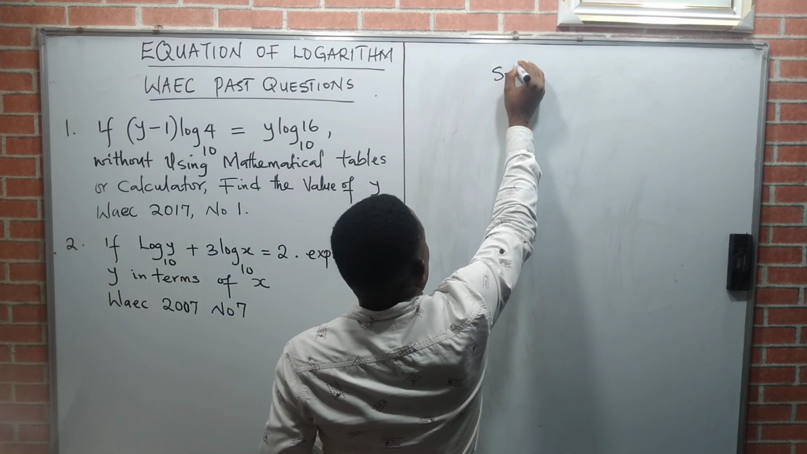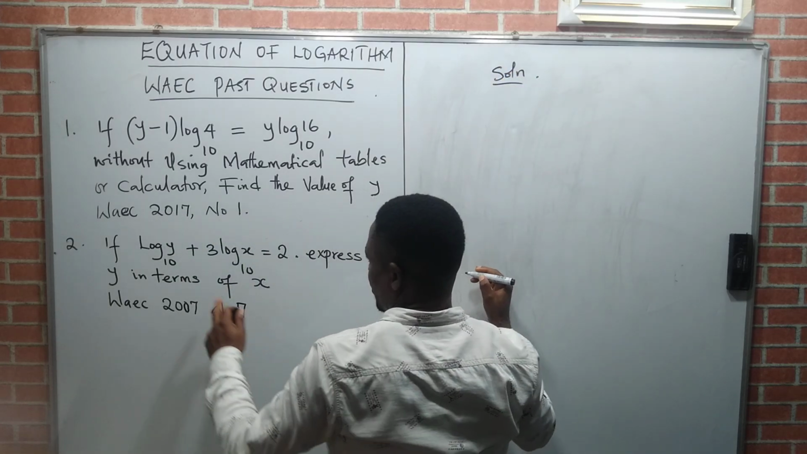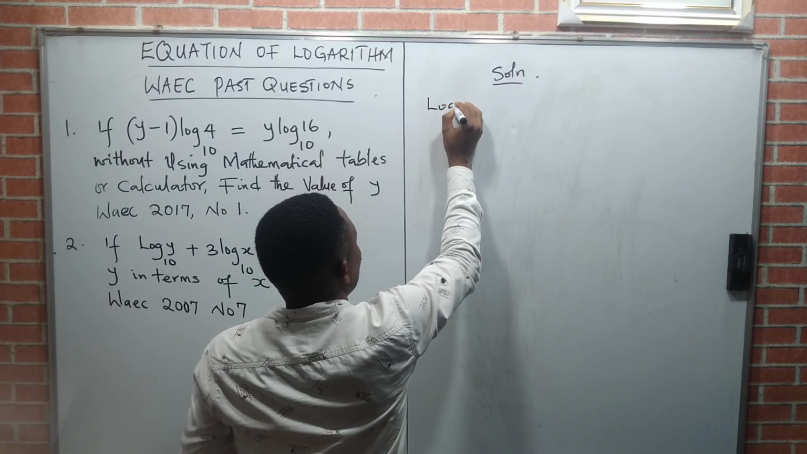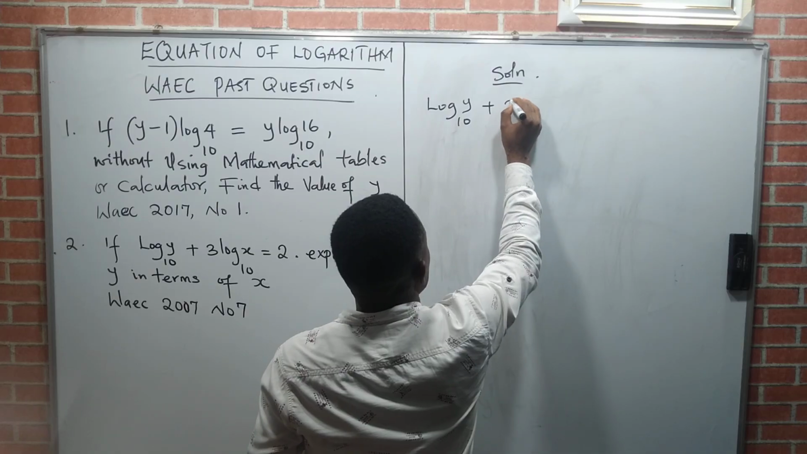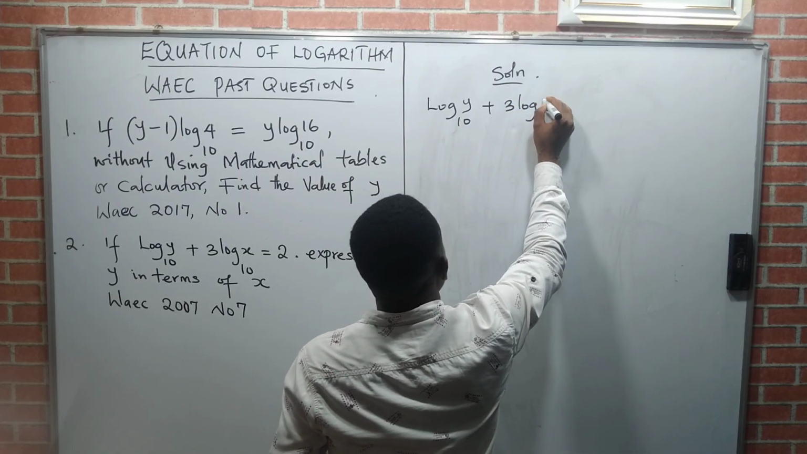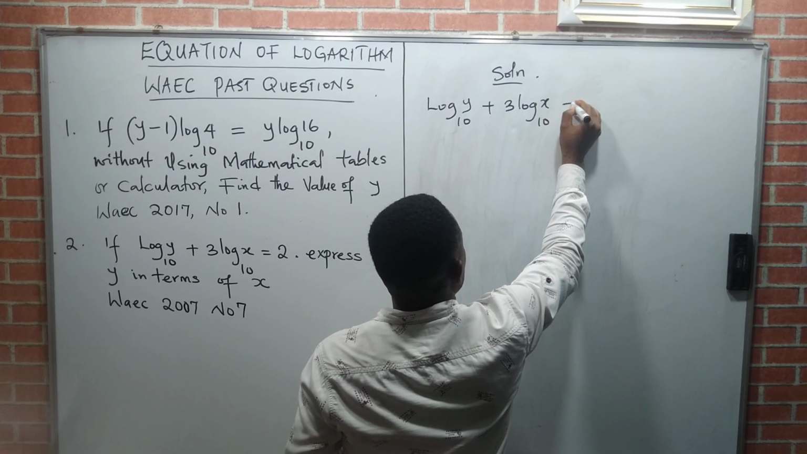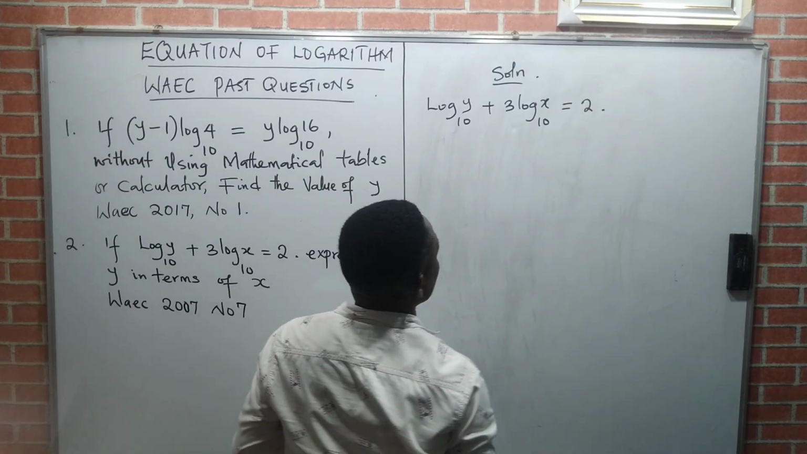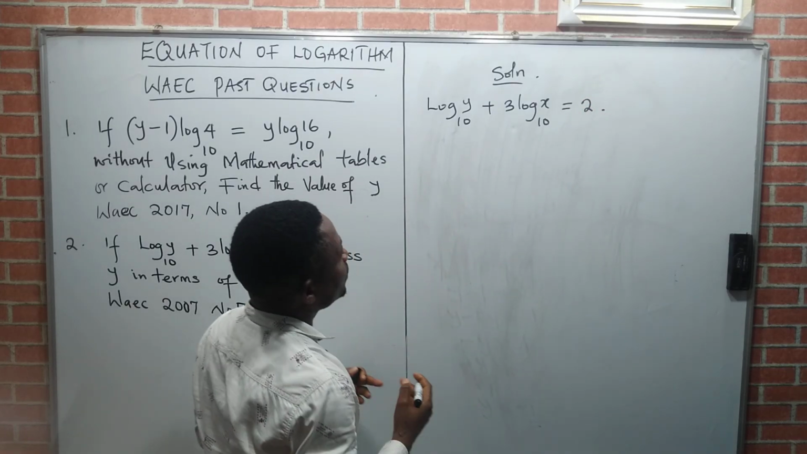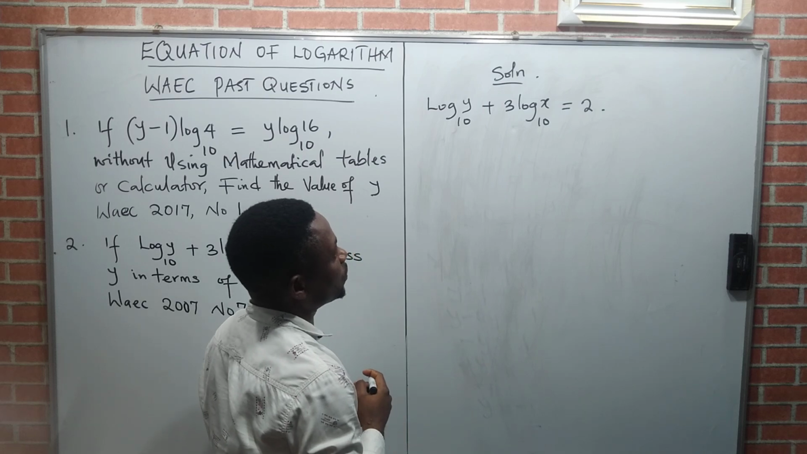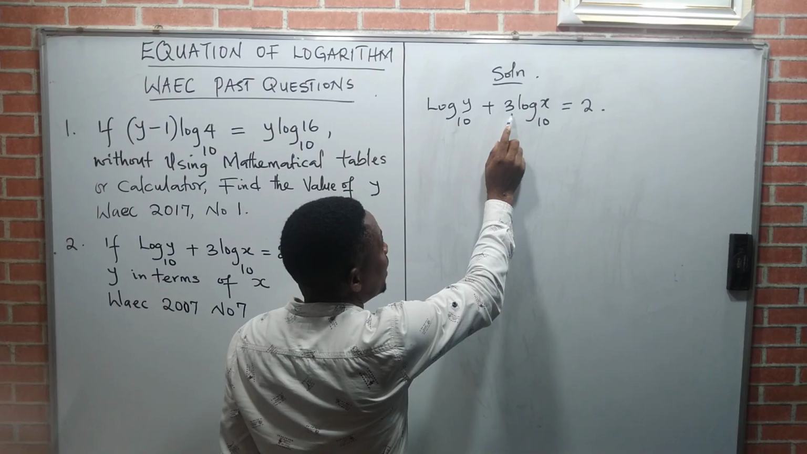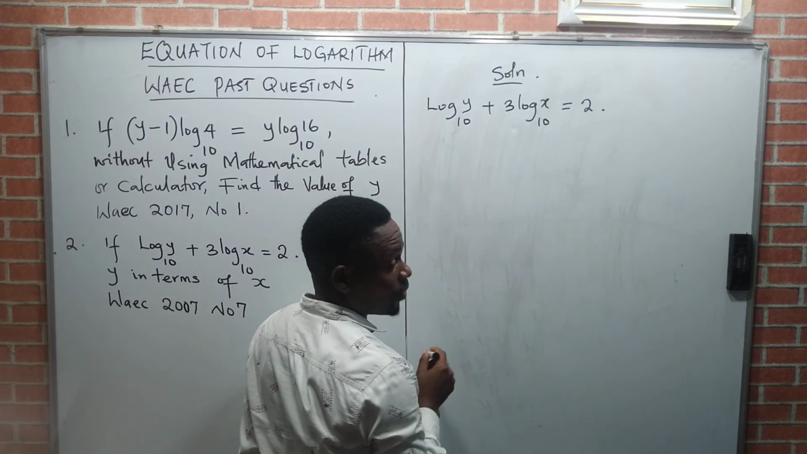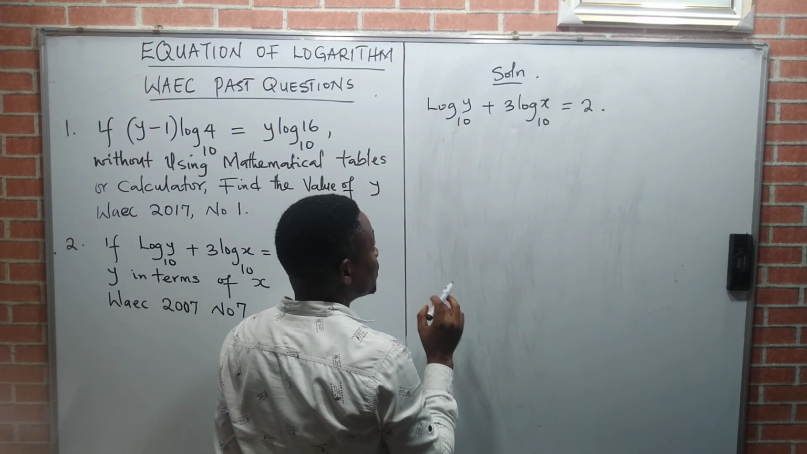Now let's move to the second question. Watch. Now this is log y to base 10, then plus 3 log x to base 10, then is now equal to 2. Now watch this. There is also a law or a principle that is guiding this. Now remember that our target is, anytime you see a coefficient, raise it to the power. That is the law. That is number 1.